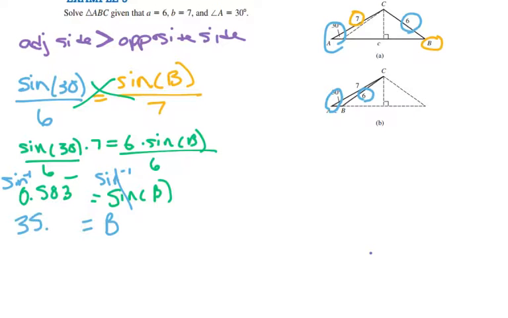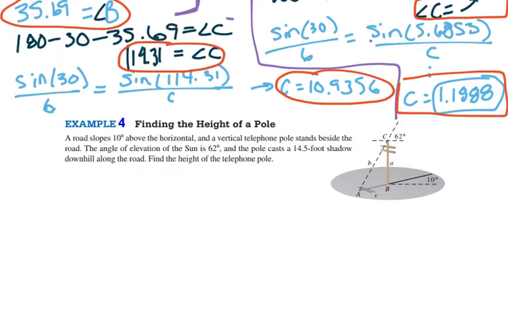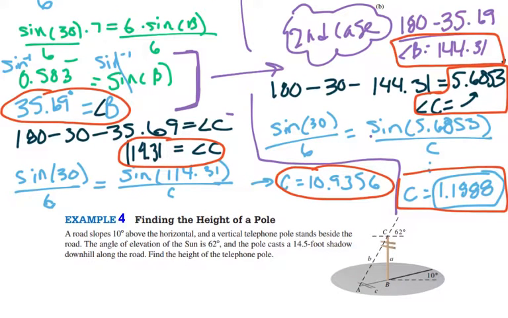So that's 35.69. Okay. So, in order to get angle C, we would then subtract from 180, and we know that one of the angles is 30, and the other is 35.69. And so, angle C is 180 minus 30 minus 35.69, which is 114.31. All right.